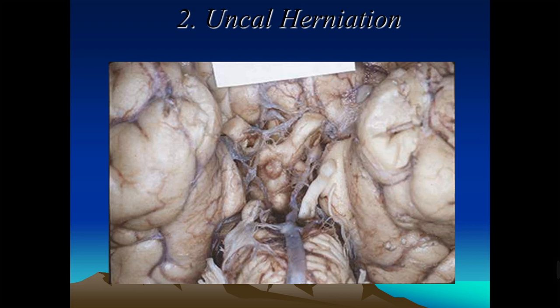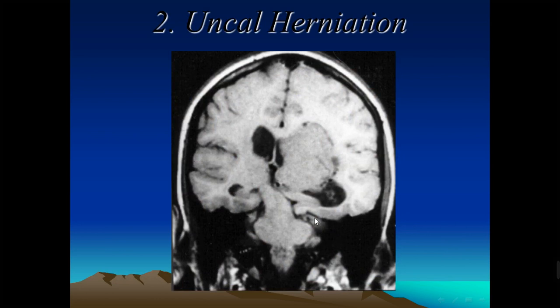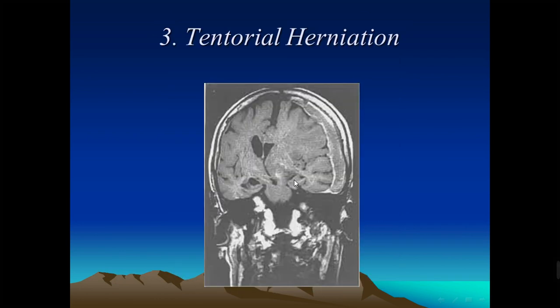The other type of herniation is the uncal herniation, as I mentioned to you. Here there will be a shift of the medial temporal lobe medially towards the tentorial hiatus. There will be oculomotor palsy with a progressive contralateral hemiparesis, and this is the site of herniation. You can see this is normal, while this is herniating to the other side. This is called the uncal herniation. Then we have what's called tentorial herniation of the midbrain through the tentorial hiatus.